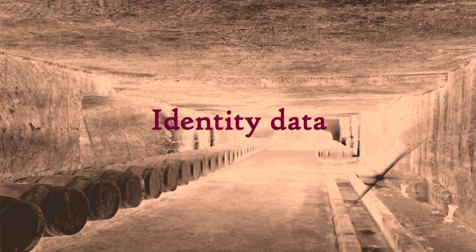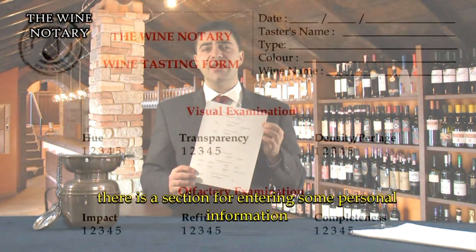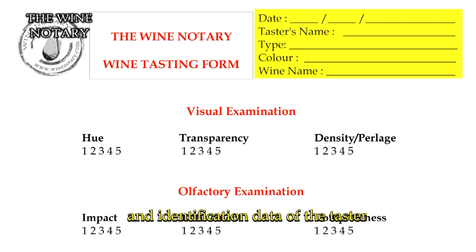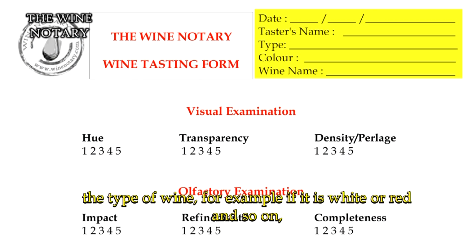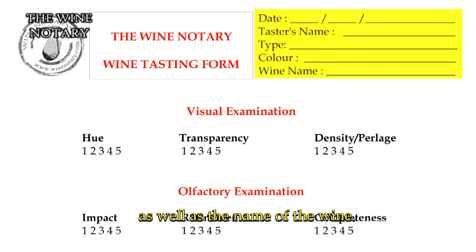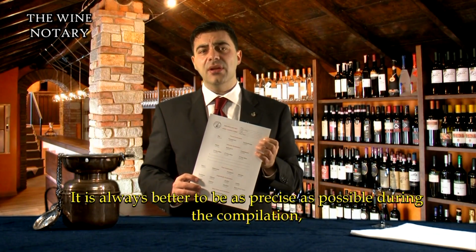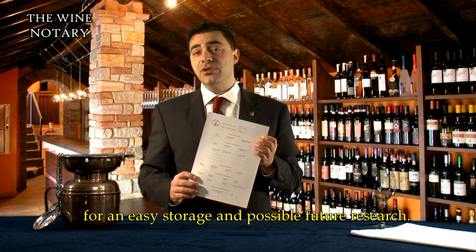Identity data. At the top of the form, there is a section for entering some personal information and identification data of the taster, such as name, date of tasting, the type of wine, for example, if it is white or red, and so on, as well as the name of the wine. It is always better to be as precise as possible during the compilation for initial storage and possible future research.